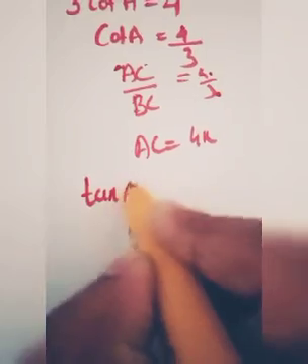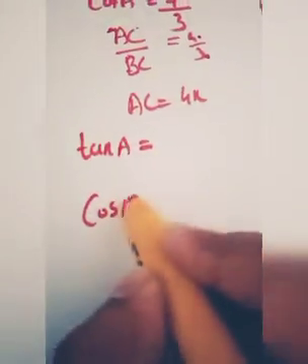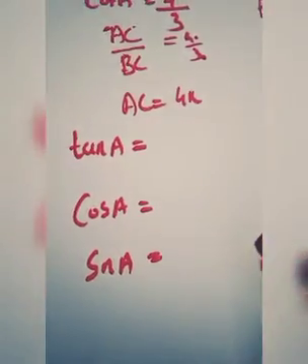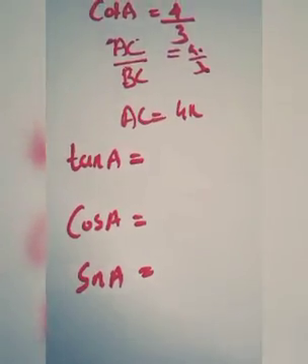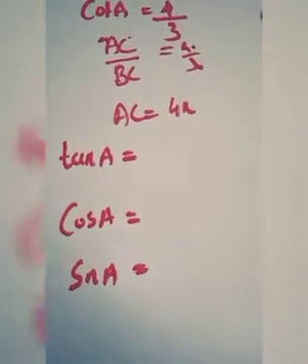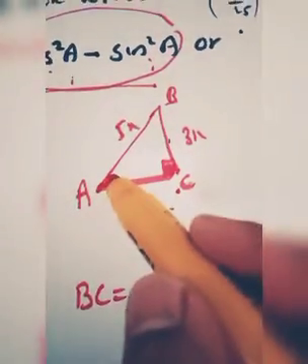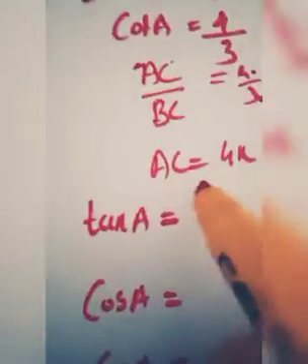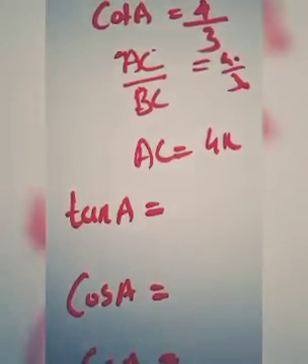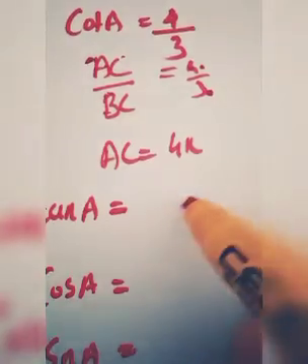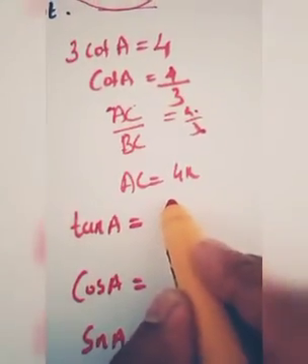So I need tan A, we must calculate. Then I need cos A, we must calculate. Then I need sin A, we must calculate. Then what is tan A? From the figure it's very clear, this is the angle A. Tan A, write the definition of tan A. Tan A, which is the definition? Yes, you are right. Opposite side of A by adjacent side of A. So opposite side of A is 3x, adjacent side of A is 4x. So the answer will be 3x by 4x, that is 3 by 4.